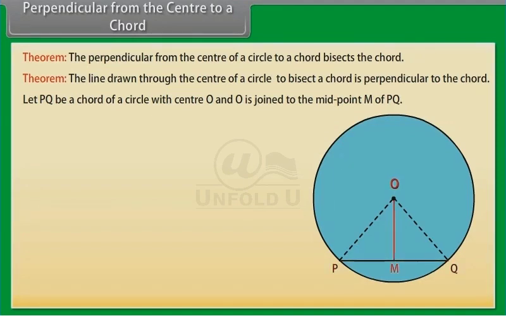Let PQ be a chord of a circle with center O, and O is joined to the midpoint M of PQ. To prove: OM is perpendicular to PQ. Proof: Join OP and OQ.